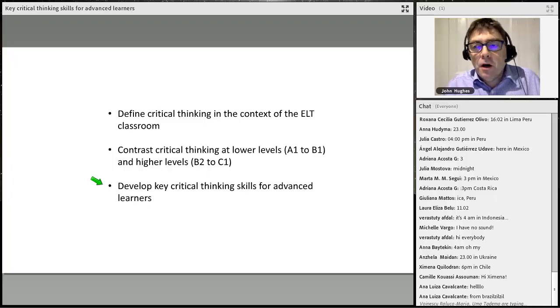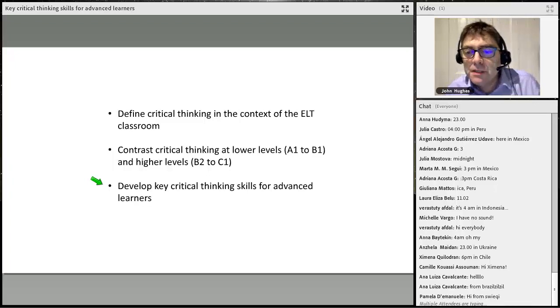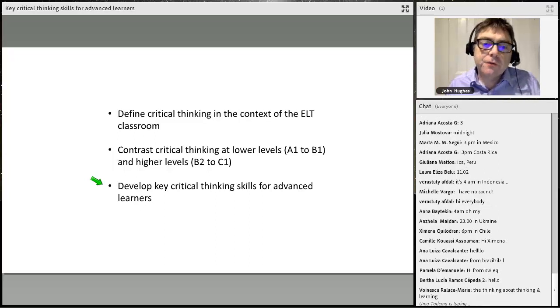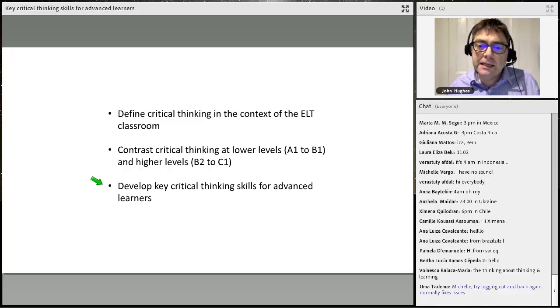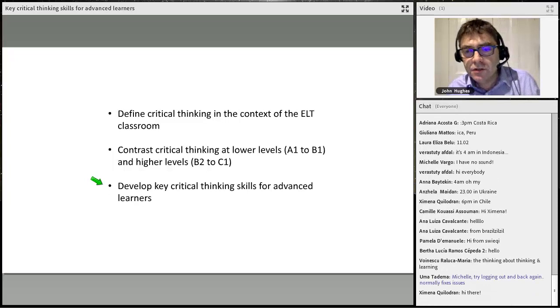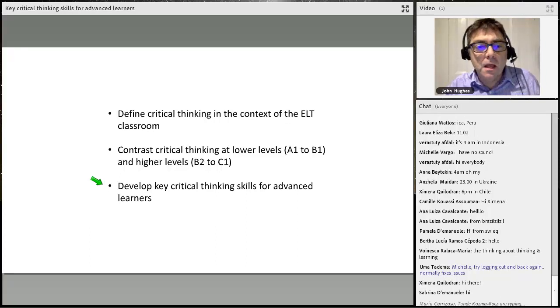And then the third part, which is the main part of this webinar, is going to be practical. I'm going to suggest some practical ideas for developing what I think are key critical thinking skills for advanced learners. And we're going to try some of the activities, and I'm going to get you participating a bit more in that session. We'll stop for a few questions about a third of the way in, and hopefully there'll be time for questions at the end.